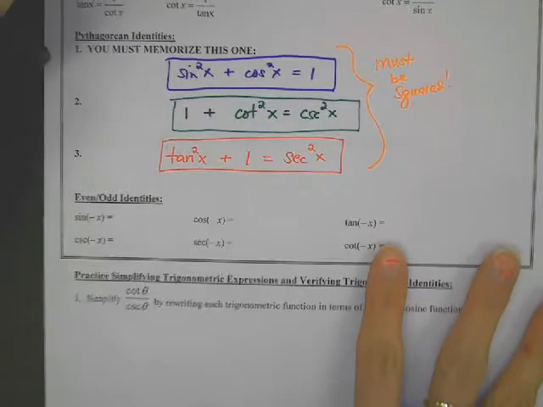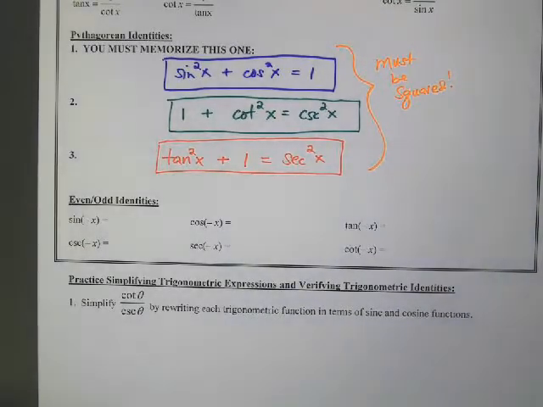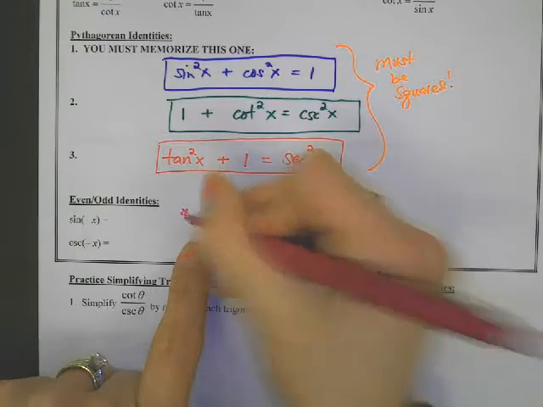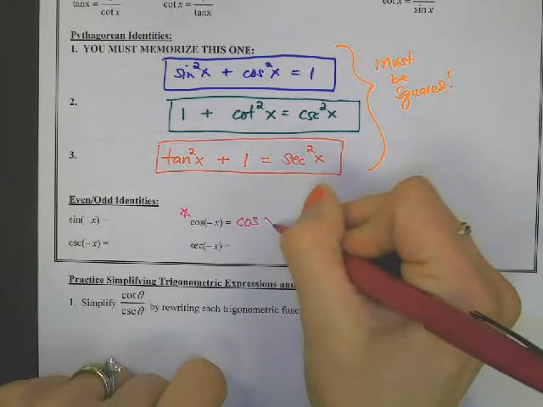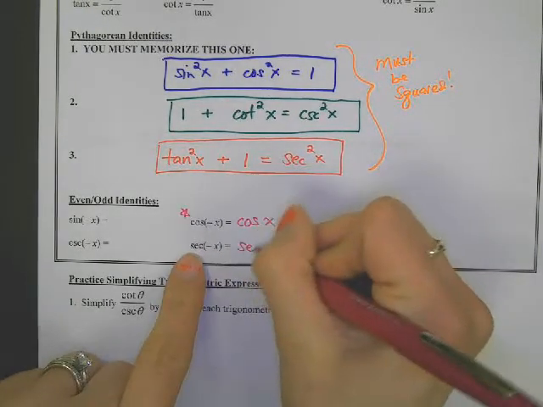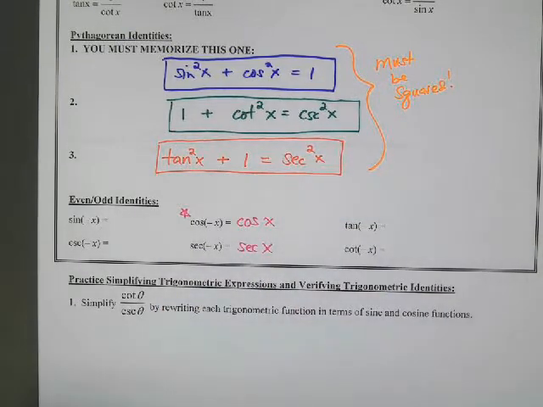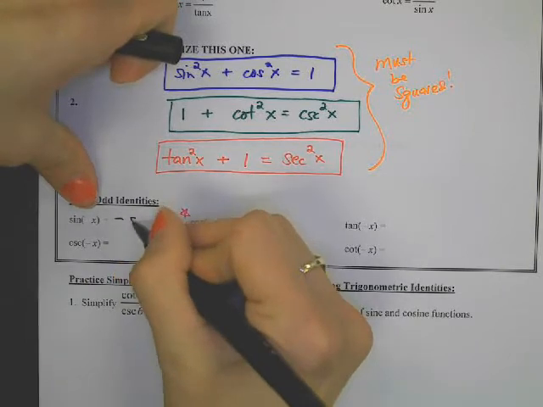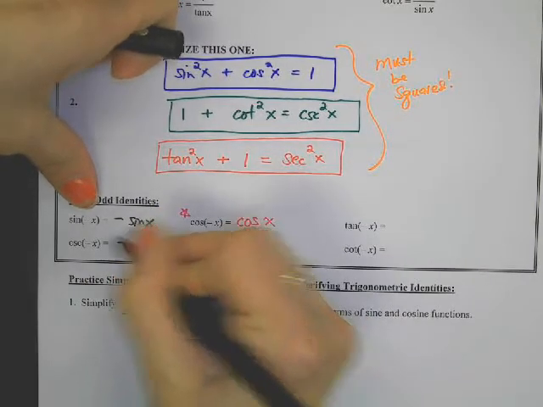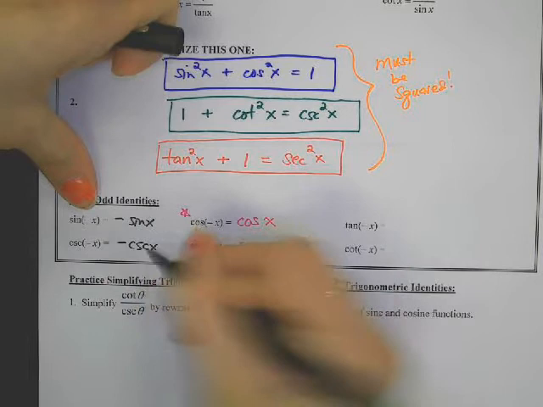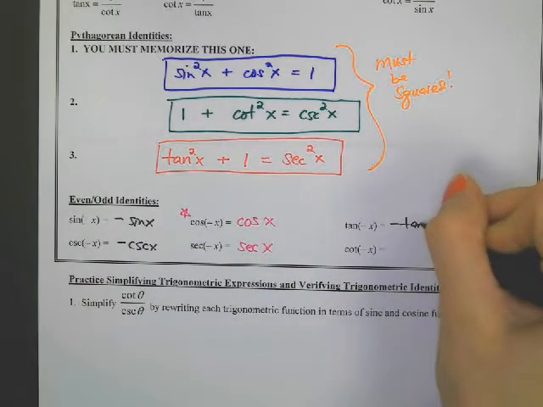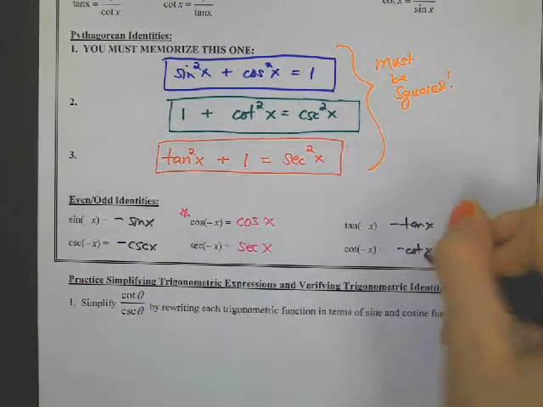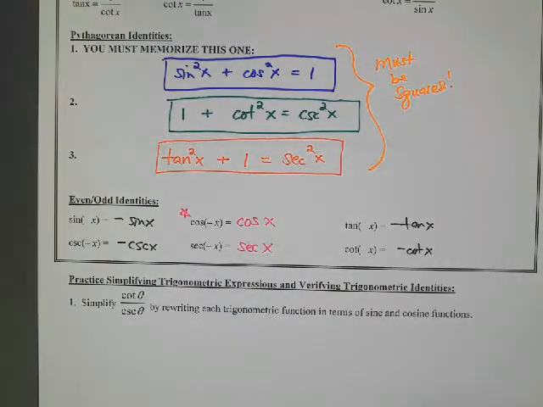Down here, the even-odd identities, I told you it would be a good idea to memorize the ones that have the negatives that cancel out, and those are the cosine ones. So cosine of negative x becomes positive x, as well as secant. And then the other ones I'm going to do in black pen because the negative pops out. The negative goes out in front. That's a negative cosecant and a negative tangent of x and a negative cotangent of x. The ones that disappear are the cosine and secant ones.